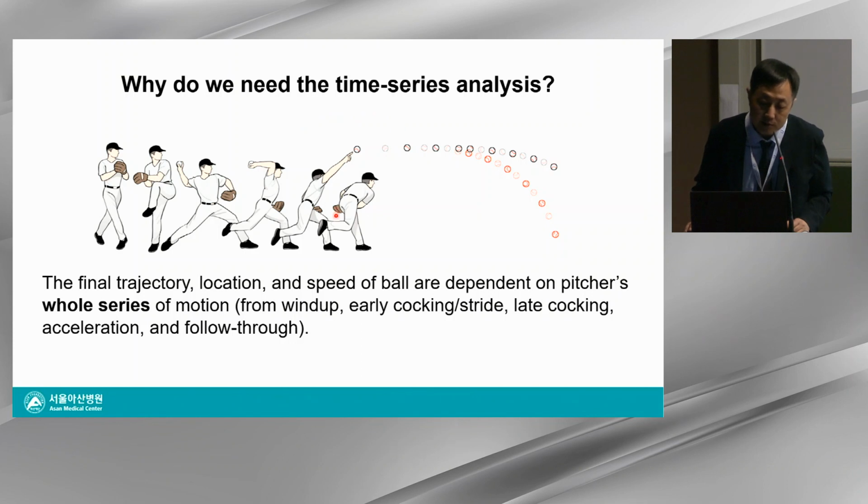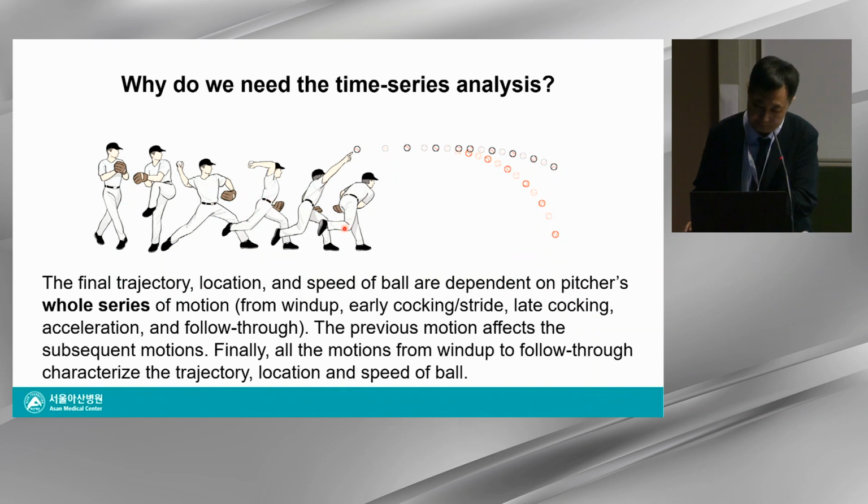This is the pitcher's motion of baseball play. The final trajectory, location, and speed of the ball are dependent on the pitcher's whole series of motion, from wind-up, early cocking, stride, late cocking, acceleration, and follow-through. The previous motion affects the subsequent motions. Finally, all the motions from the wind-up to follow-through characterize the trajectory, location, and speed of the ball.